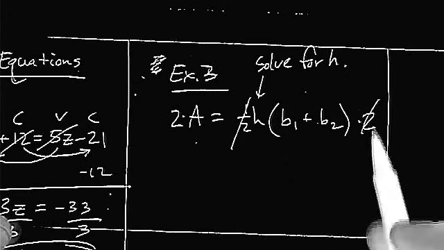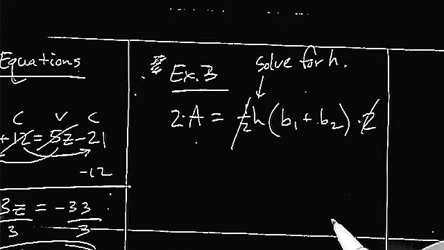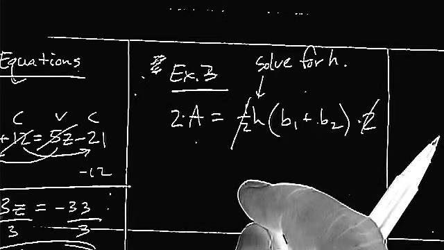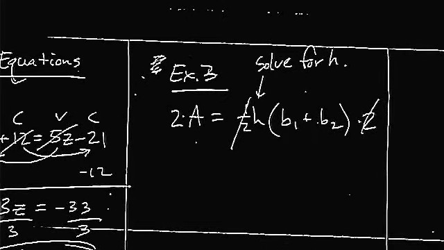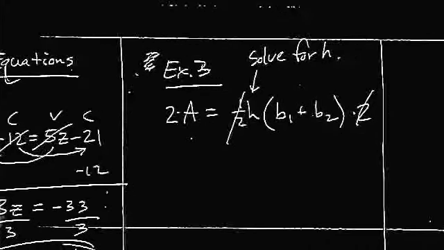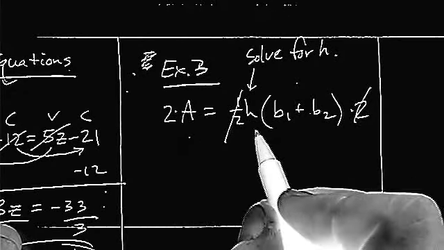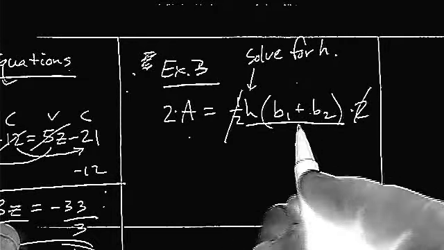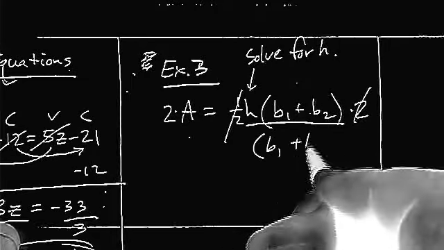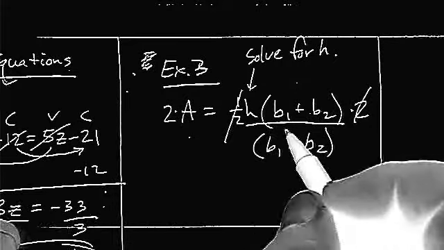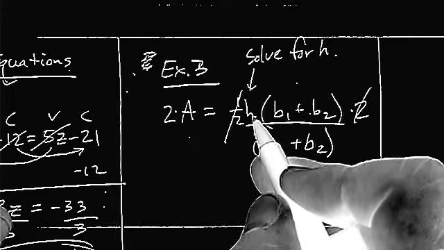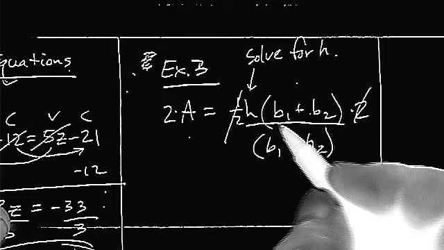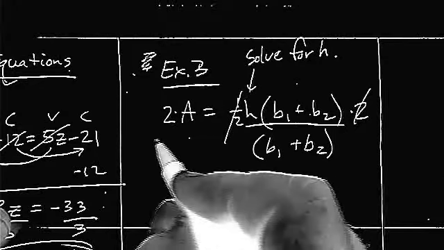Try your hardest to resist the idea of distributing. A lot of kids want to distribute the h right here. That is not what we want to do, because it actually creates more work for yourself if you do that. So, in order to take care of this problem, we are actually going to do division. I see that h is being multiplied by something, so we are going to divide by that entire thing. Now, if that was a 5, like this said 5h, all of you would say, divide by 5. Well, all we're doing is taking this and dividing by this quantity.